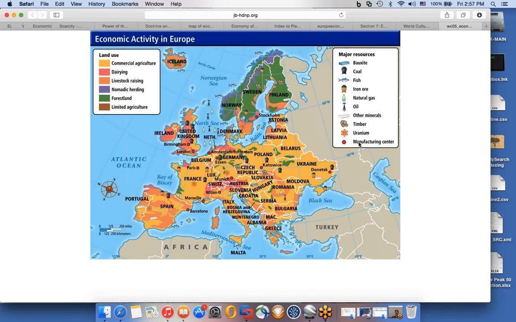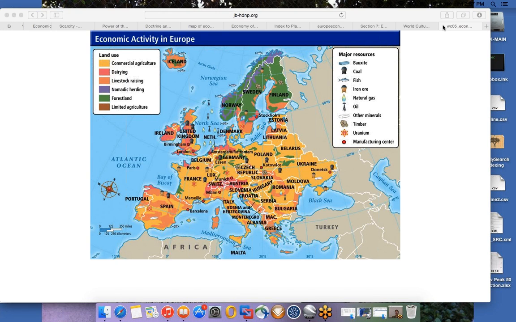It indicates major manufacturing centers, cities and places where manufacturing happens, and where things are produced. So do you understand what the homework is and how to do it? Any questions on that? Okay.